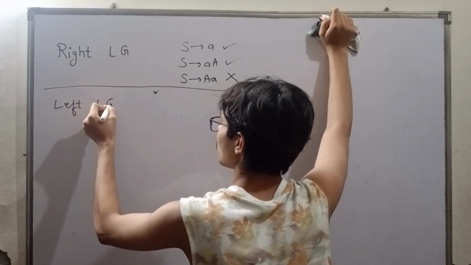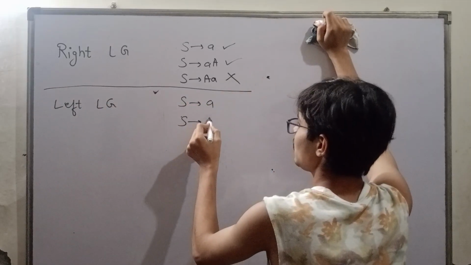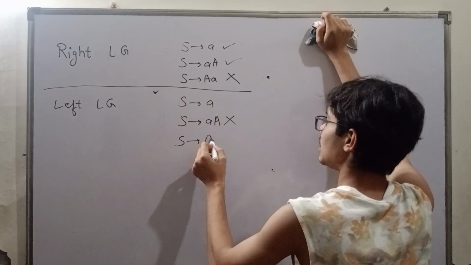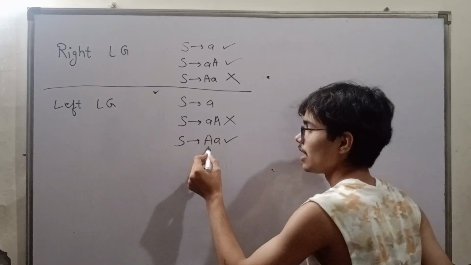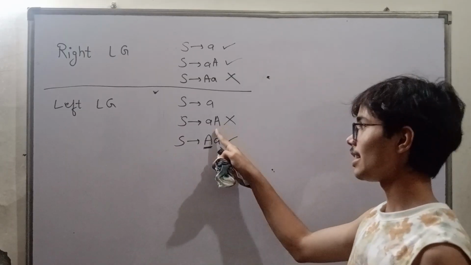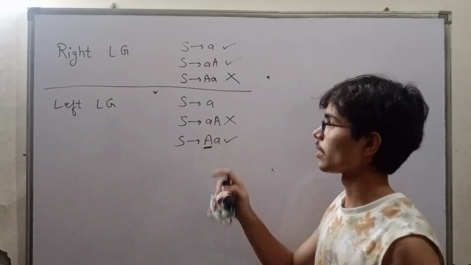Left linear grammar, what is this? Here also these things are the same. This thing is not allowed here, and this thing is allowed. Okay, this is left linear grammar. That means here if the variable is on the left hand side, that's okay, but if it is on the right hand side, then this is not okay.